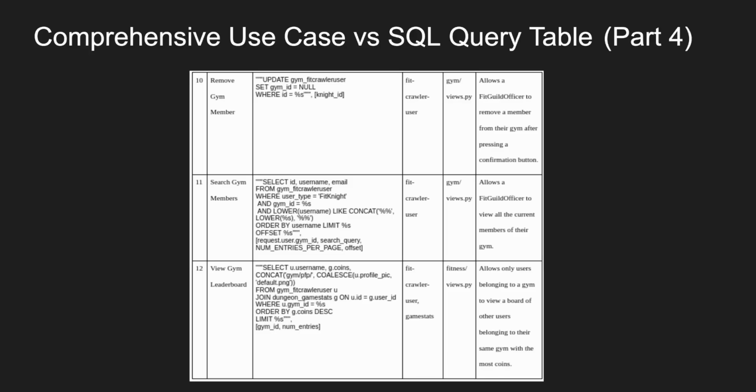If the Fit Guild officer clicks remove, it'll take them to another page and they can choose whether or not they want to remove that current member that they clicked on. And if they choose to remove that member, it'll remove them from the gym.